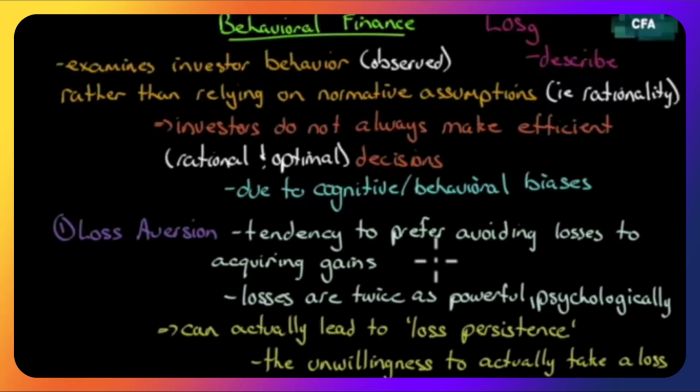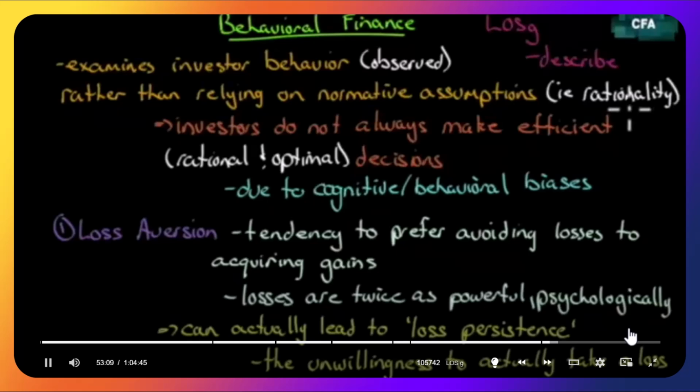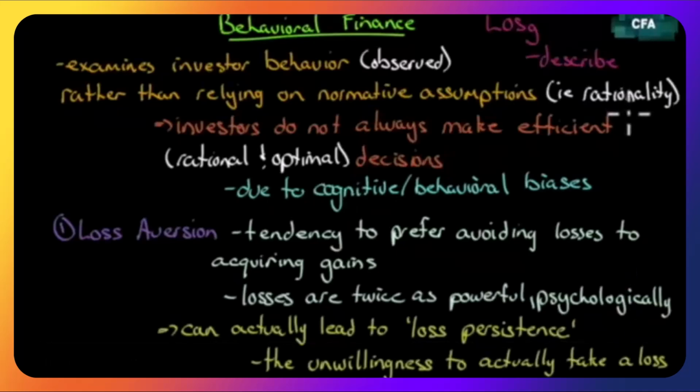So, what is this behavioral finance thing? It examines investor behavior, observed behavior, rather than relying on normative assumptions such as rationality. In fact, we pretty much know now that we are not rational decision makers. And by rational, that doesn't mean optimal. I've said this before in the economic series, but if you haven't gotten there yet, I'll take a moment and say this. Rational does not mean that you make the best decisions or the most optimal decisions.